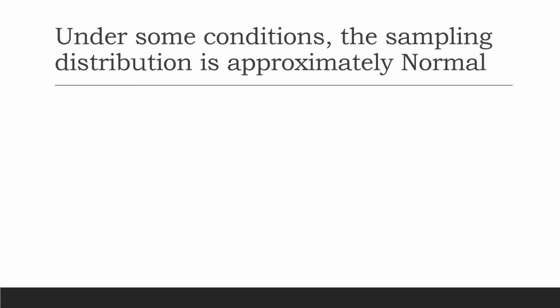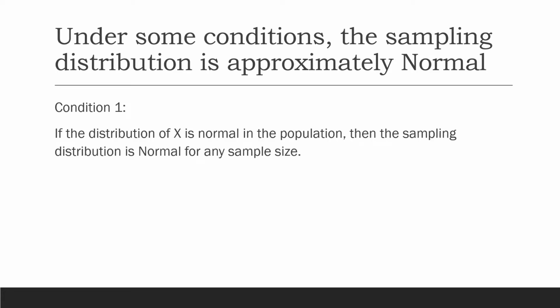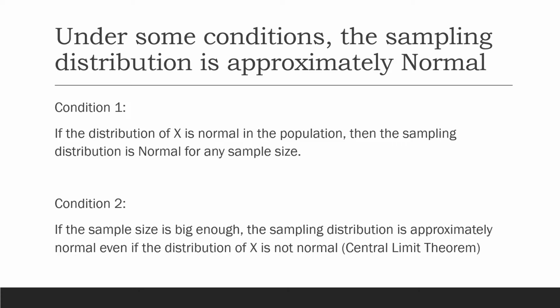Under some conditions, the sampling distribution for the mean is approximately normal. The first condition is that if the distribution of the random variable x is normal in the population that we're sampling from, then the sampling distribution for the mean will be normal for any sample size. The second condition is that if the sample size is big enough, the sampling distribution is approximately normal, even if the distribution of x is not normal in the population. This is a result of the central limit theorem.